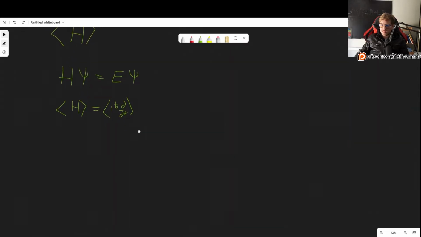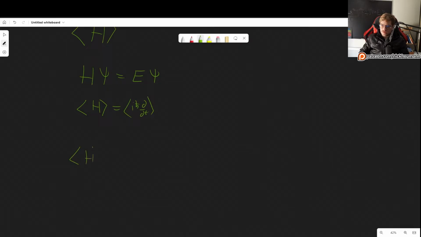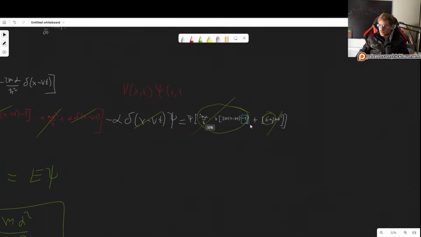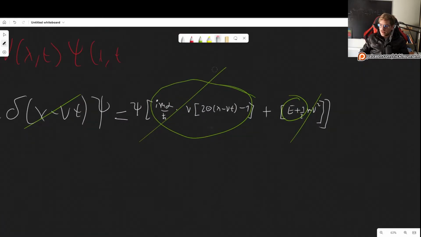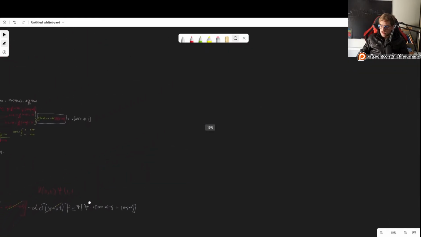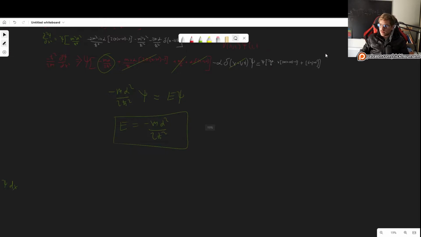So the expectation value of H is the integral over the entirety of space of psi conjugate times i h bar d/dt of psi, dx. And the time derivative of psi is exactly what we had right here. We already used it, so let's take it and, wait, did that not work? So let's move this.